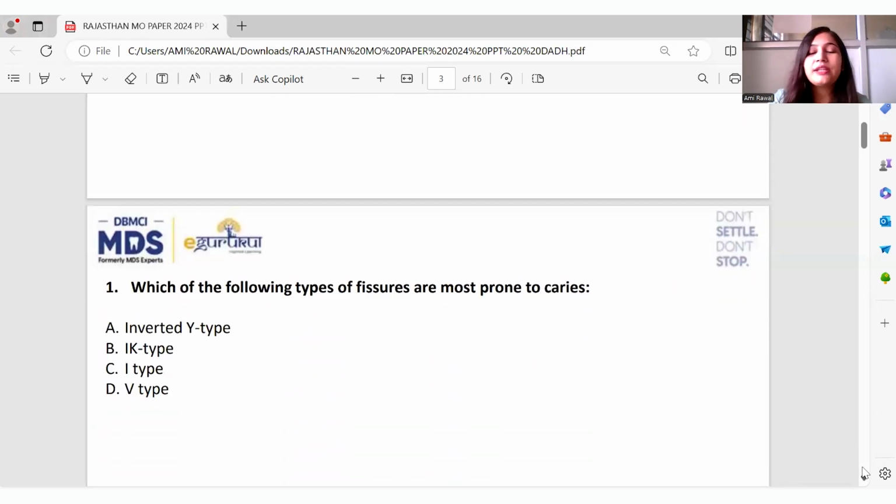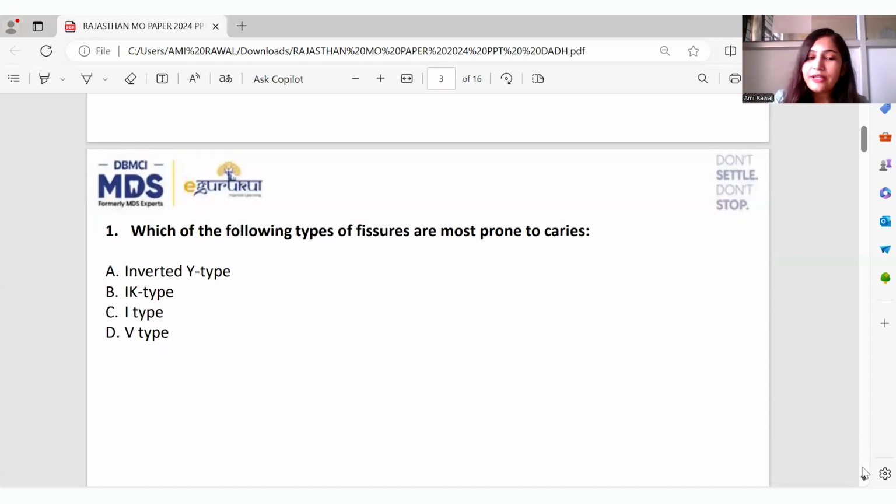Which of the following types of fissures are most prone to caries? Is it inverted Y type, IK type, I type, or V type? Actually, the morphology of the fissures mainly corresponds to the susceptibility to caries. Here V and U fissures are wide and shallow type of fissures, so they are less prone to caries.